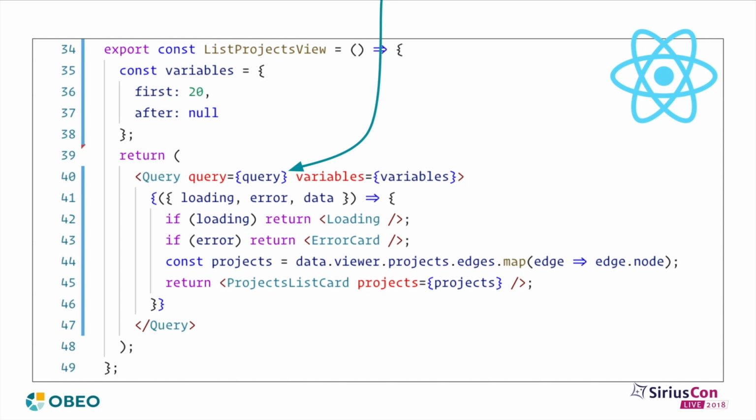Here we are using Apollo GraphQL, a framework used to simplify the use of GraphQL in React applications. You can see that we can very easily specify the query and the variables to use in order to send a request to the server.